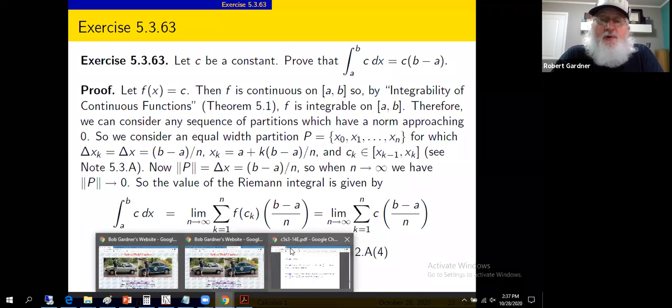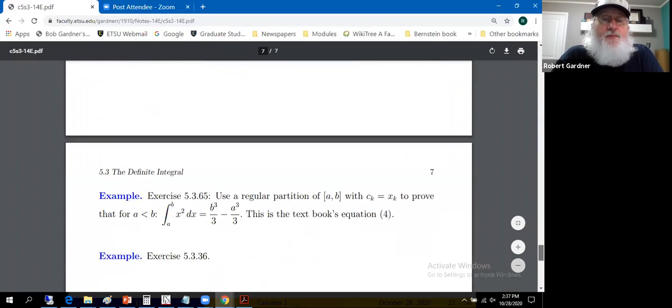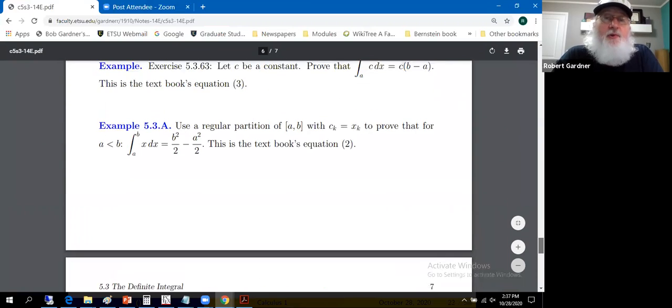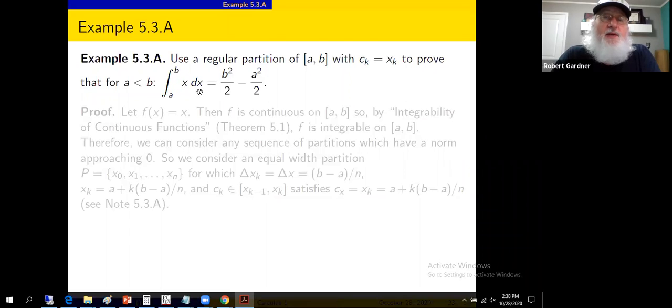Let's see, let's do several more of these. All right, let's look at a squaring function, a cubing function, and an example illustrating that. Just take a peek at the notes real quick. Okay, so same thing for the function f of x equals x. Use a regular partition of the interval a, b, take c sub k equal to x sub k, so they told us to do that this time, to prove that the integral from a to b of x dx is b squared over 2 minus a squared over 2. All right.